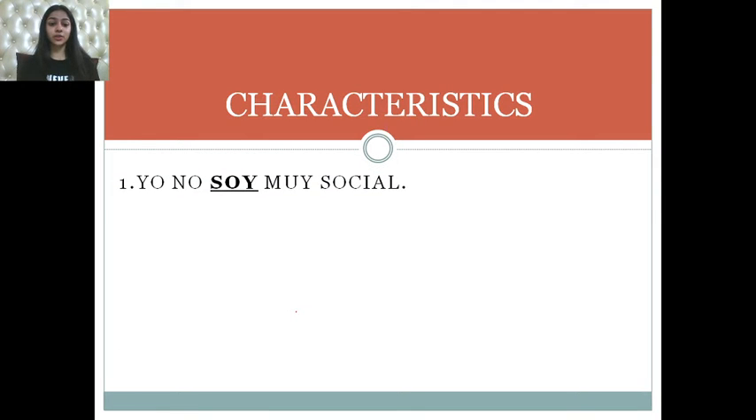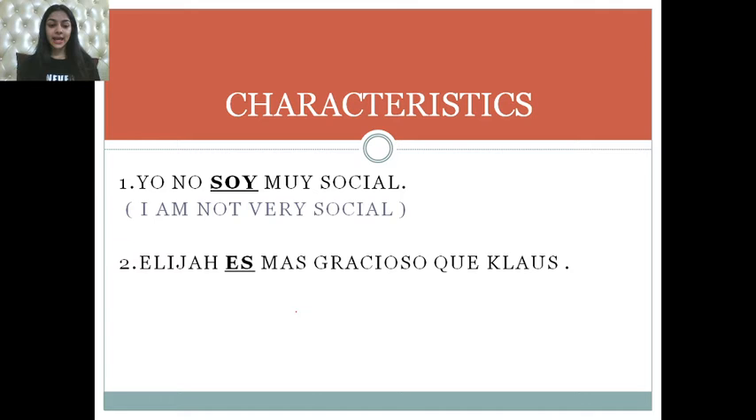Characteristics. Yo no soy muy social. I am not very social. So instead of am, I am using verb ser. Elijah es más gracioso que Klaus. Elijah is sillier than Klaus. Talking about a characteristic again. Therefore, while using is, we have used es, right?